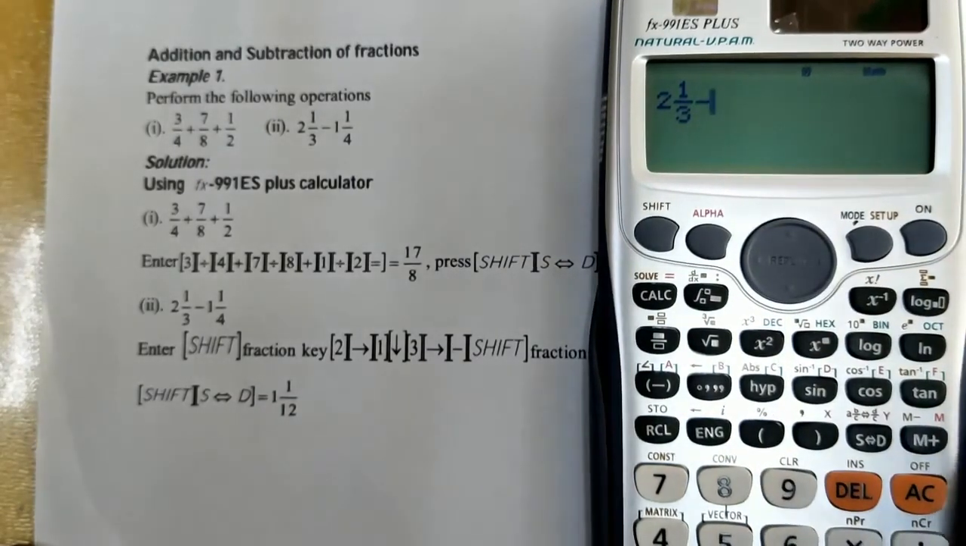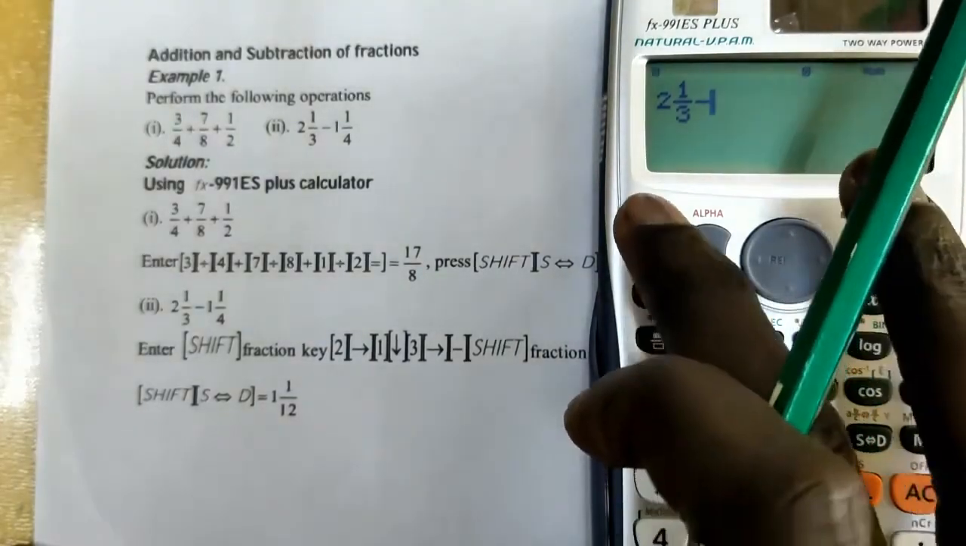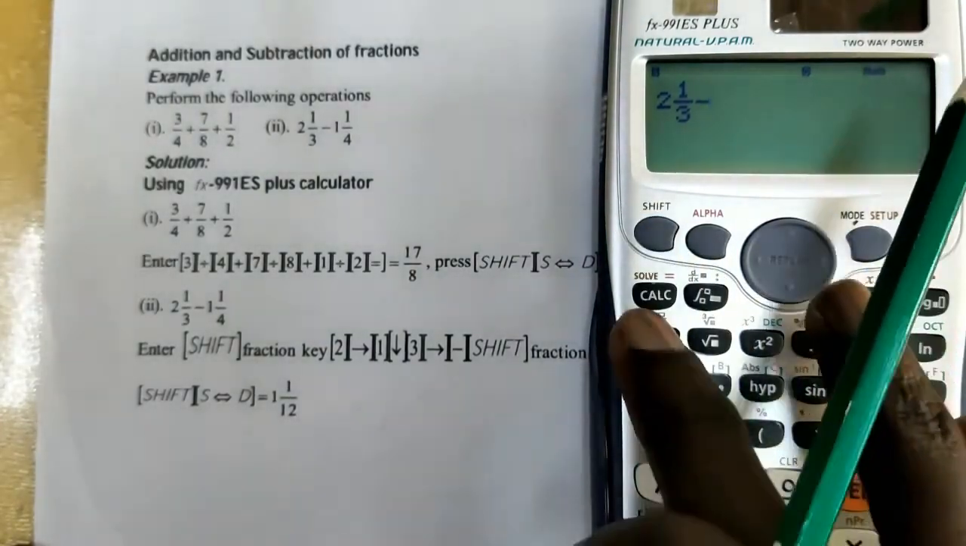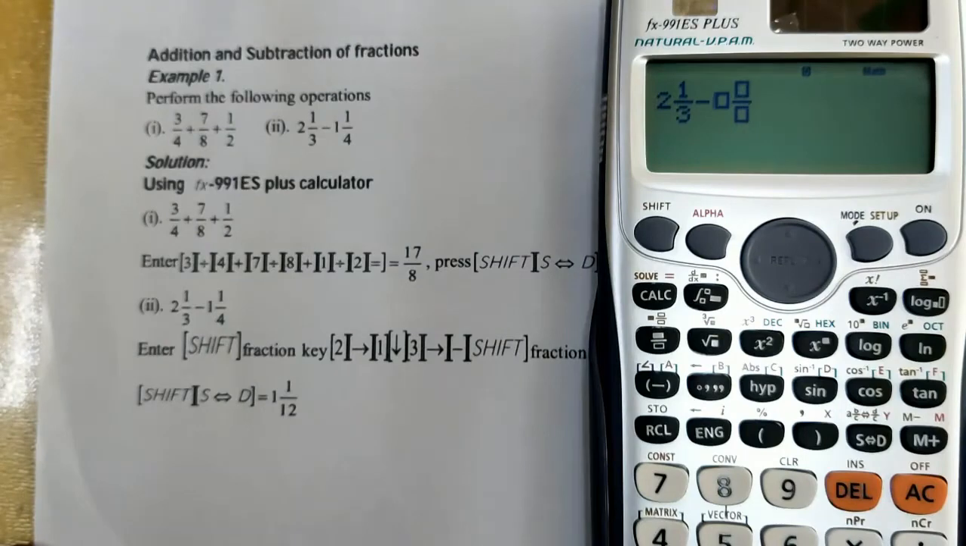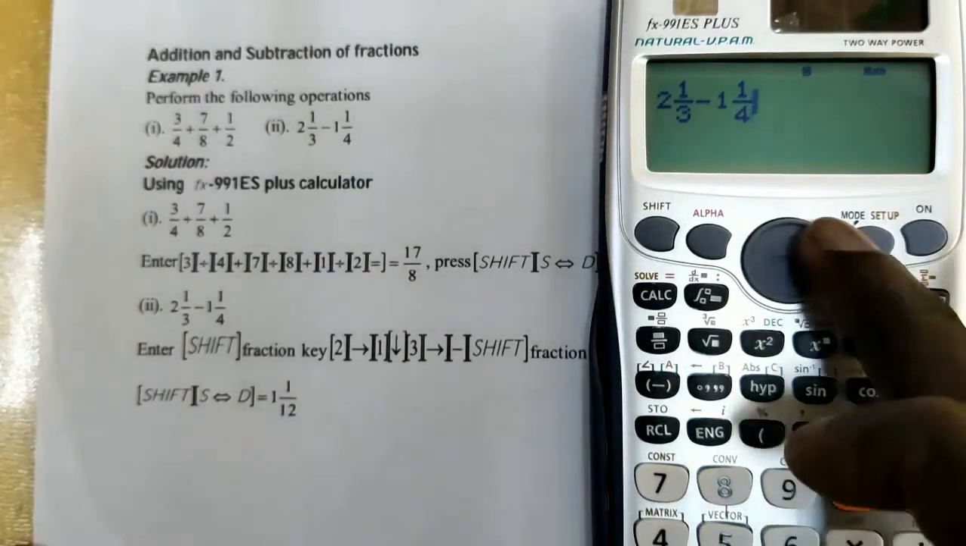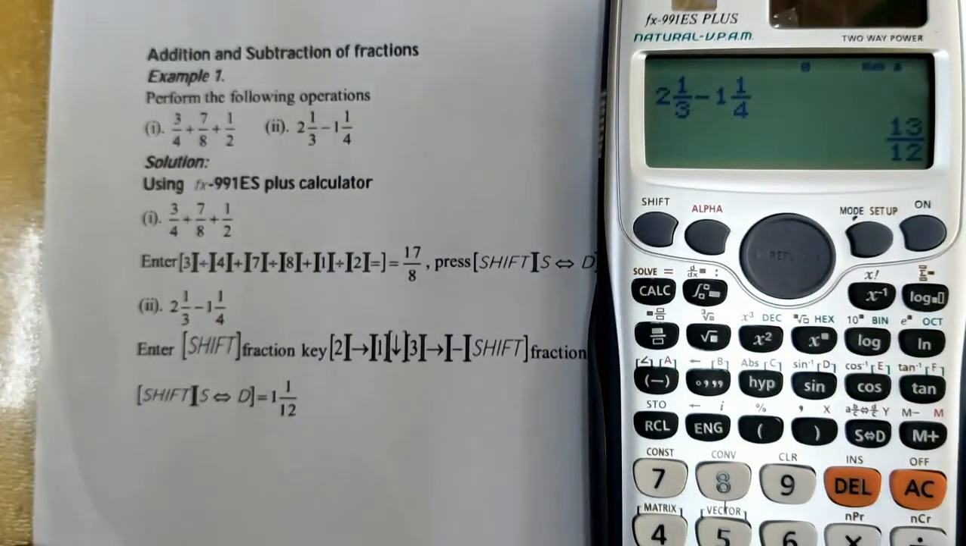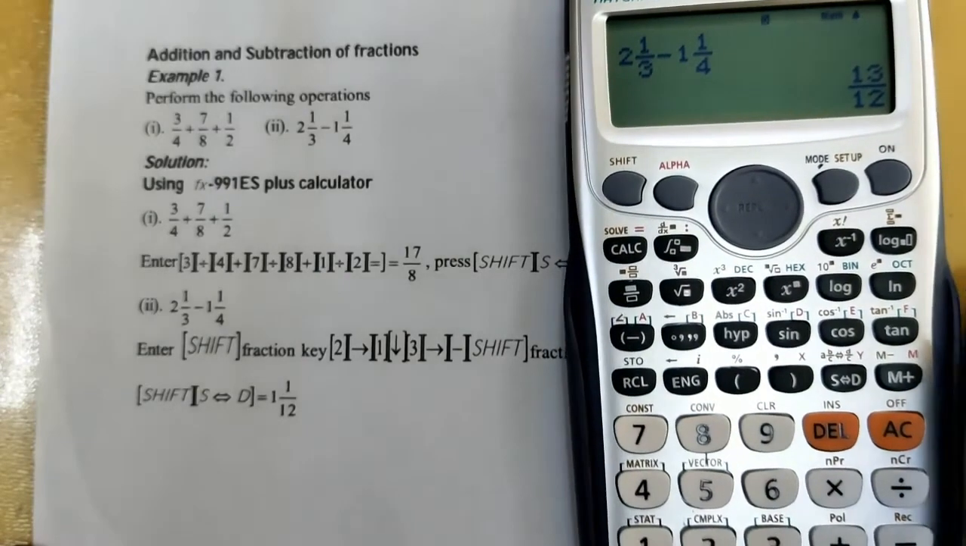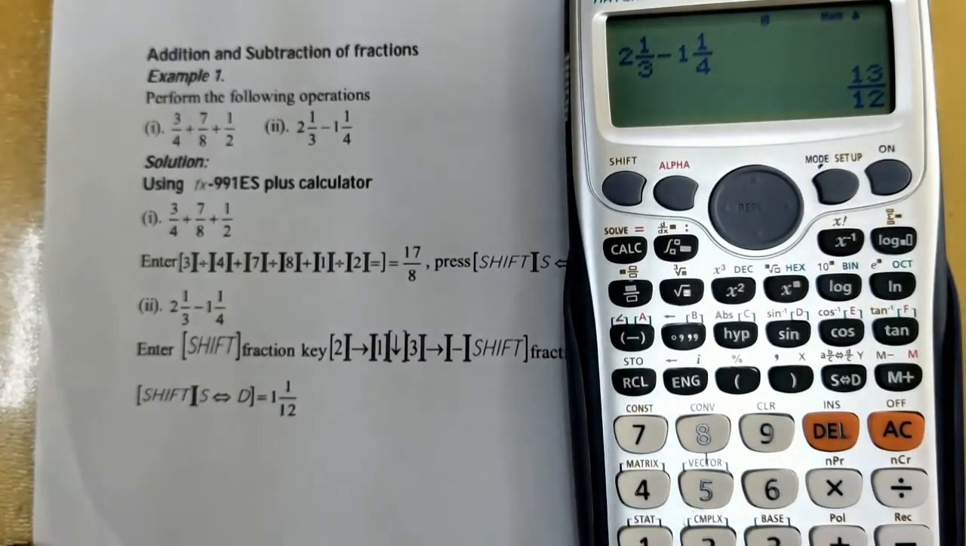and you enter the minus sign, and you go Shift, and the fraction key again gives you the mixed fraction key to be able to enter your values. Now the 1, replay key, and a 1, replay key down, and 3, which is that one is 4. There we go. Now when you go to equal sign, it gives you 13/12, which is still an improper fraction.